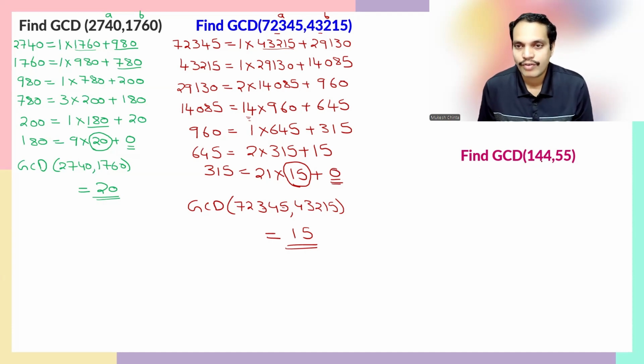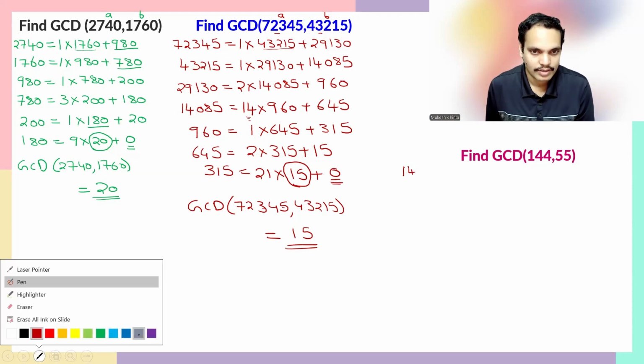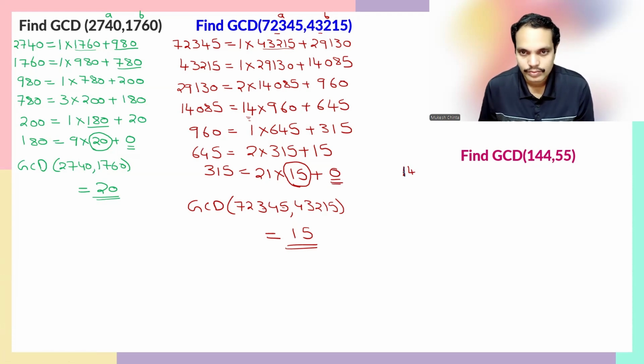Let me try GCD of 144 and 55. Once again, let me use the same concept A, B, and let me change the ink so that it will be easier for us. So 144 can be written as 2 into 55 plus... 2 fives are 10, isn't it? 2 into 55 is 110, plus 34 gives me 144. Done. So it's a non-zero remainder.